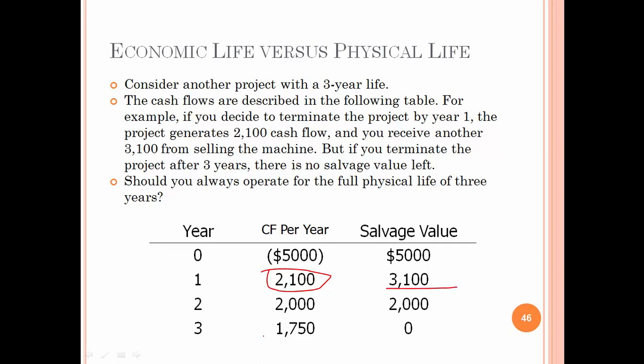But if you terminate the project after 3 years, you receive 3 years of cash flows from the project, but then there's no salvage value left from selling the machine. So the question is, should you always operate for the full physical life of 3 years, or should you terminate the project before you use the machine or the equipment for their full physical lives?